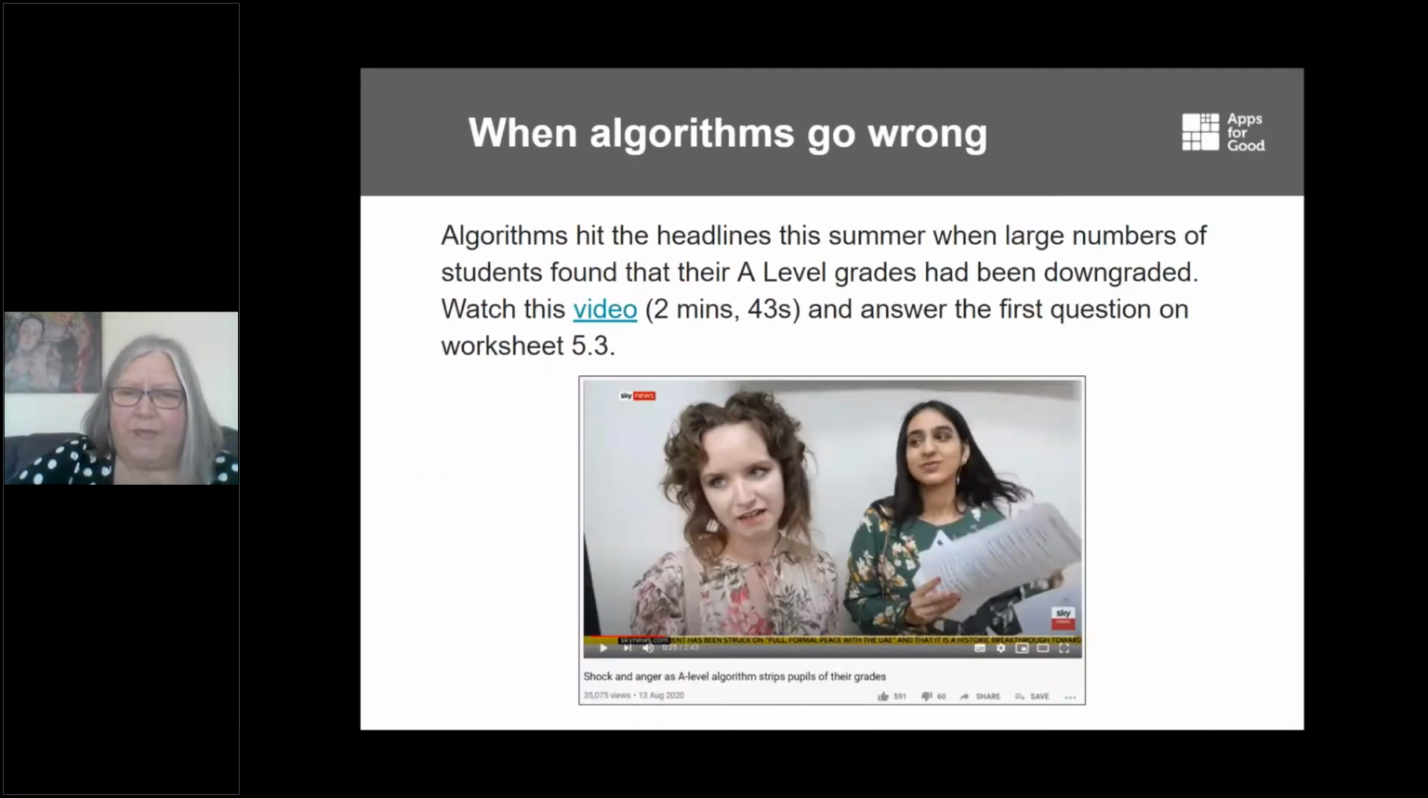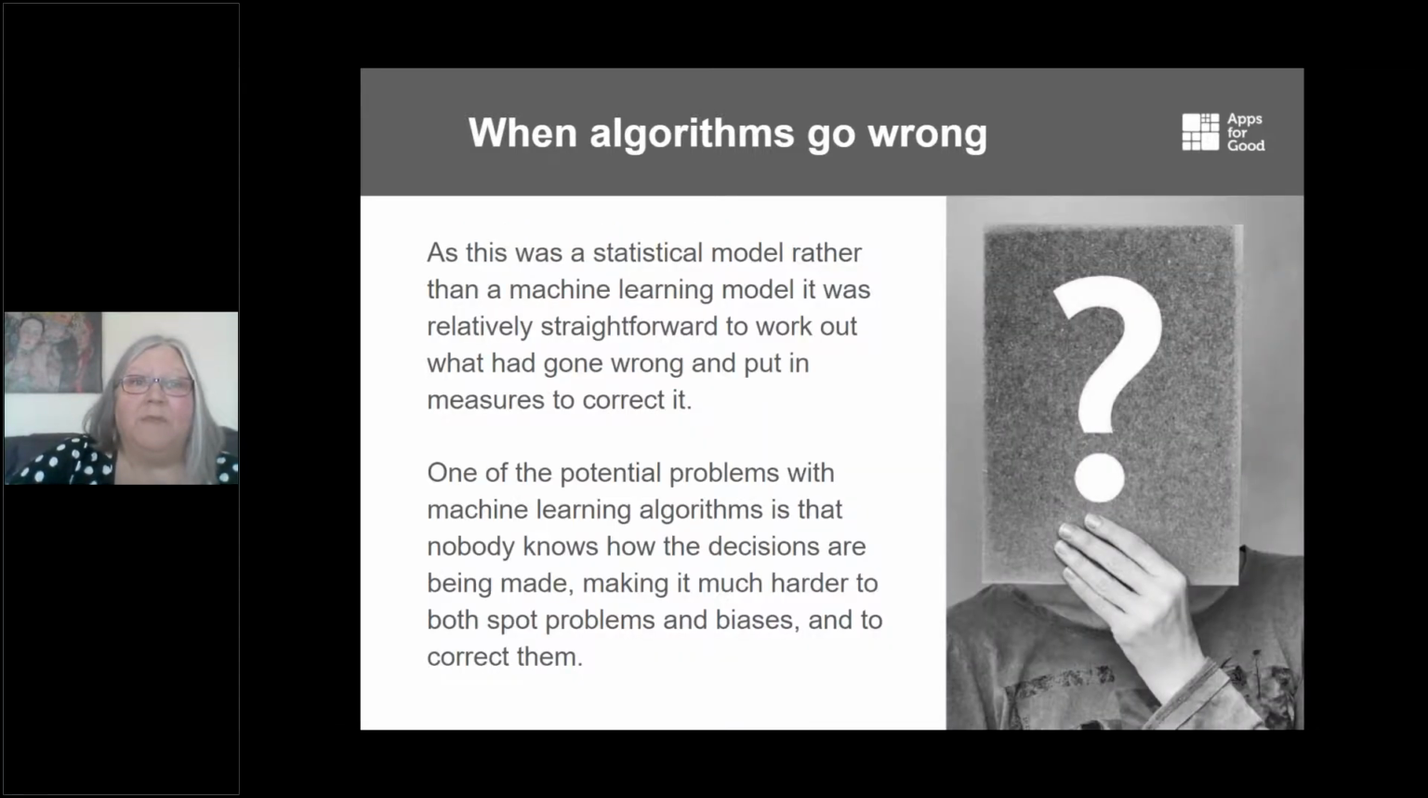And then one that will probably resonate very much with students is last year's A-level grades being downgraded, again because of the algorithm that was behind it. Now, in that particular case, the algorithm was a statistical model rather than a machine learning model. But that's not that comforting. At least with the statistical model, we knew how it was working, so it was relatively straightforward to work out how to correct it. One of the problems with machine learning is that with some of these algorithms, we don't know how they're working. They're fed all of this data, analysing, finding patterns, coming up with answers, but nobody really knows what's going on in the middle of that.